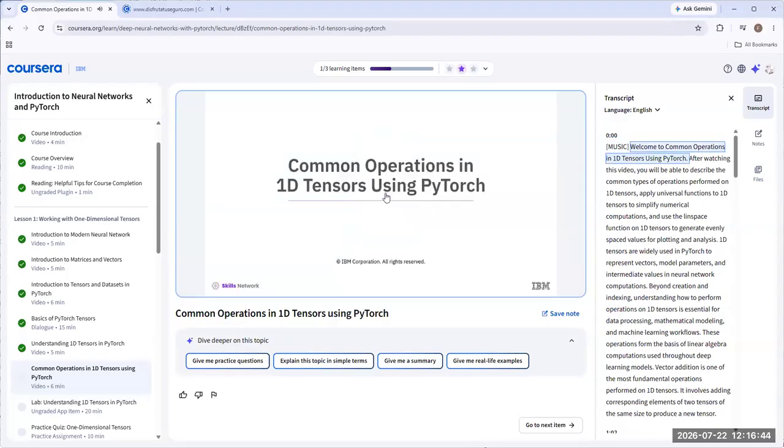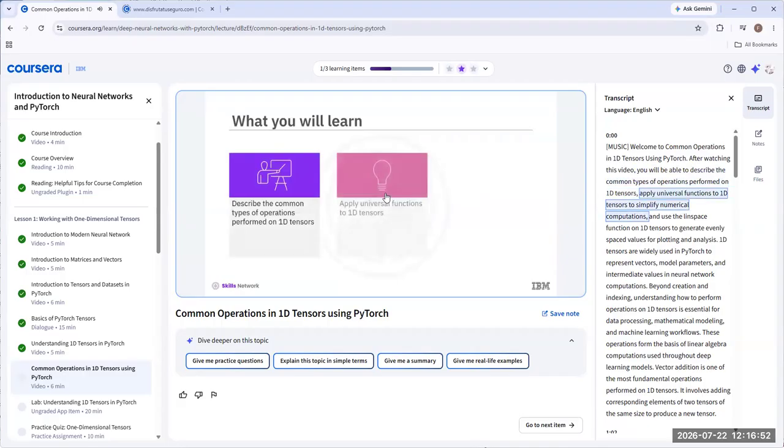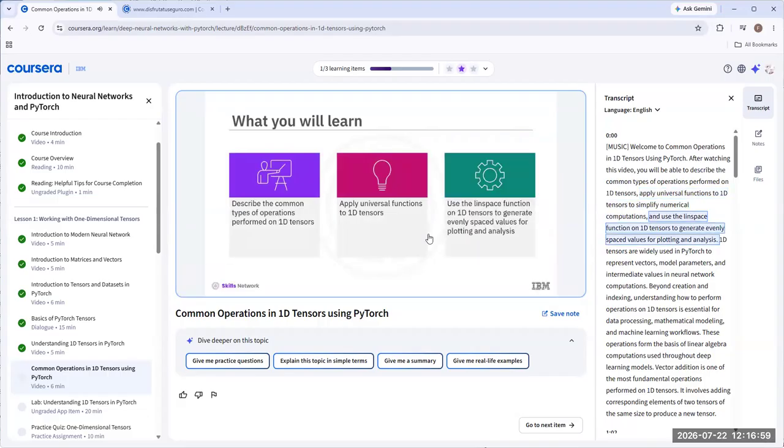Welcome to Common Operations in 1D Tensors using PyTorch. After watching this video, you will be able to describe the common types of operations performed on 1D tensors, apply universal functions to 1D tensors to simplify numerical computations, and use the linspace function on 1D tensors to generate evenly spaced values for plotting and analysis.